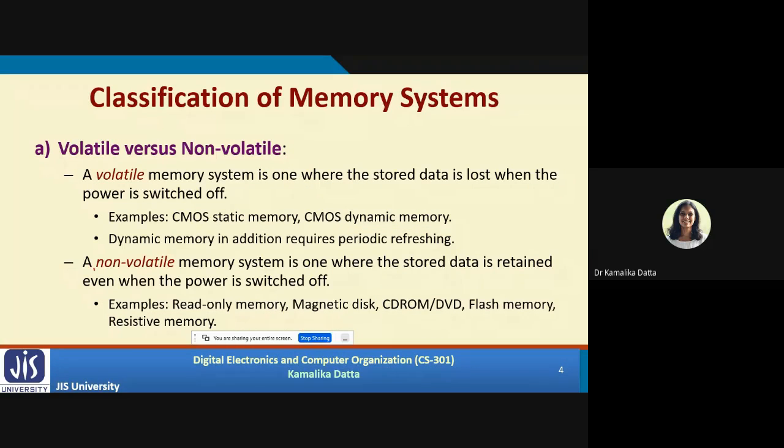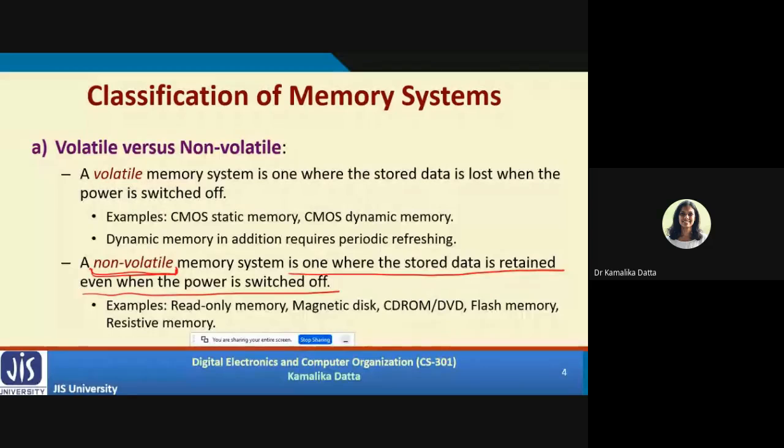Now, what is non-volatile memory? Think of your disk. You have stored something in D drive and your data is permanently stored there as long as you are not deleting it. Even if you switch on or switch off, that data is permanently stored. So a non-volatile memory system is one where the stored data is retained even when the power is switched off. Those memories are used in your disk.